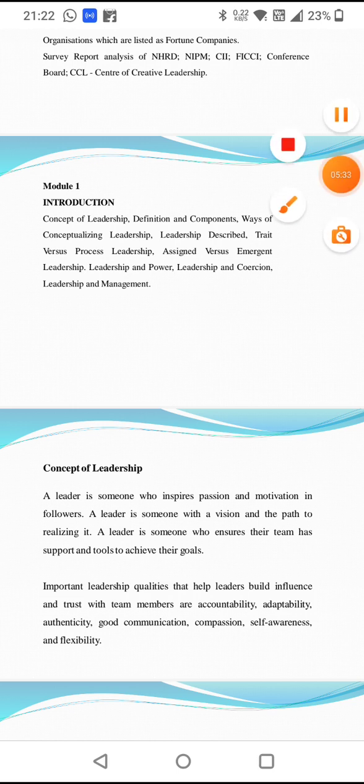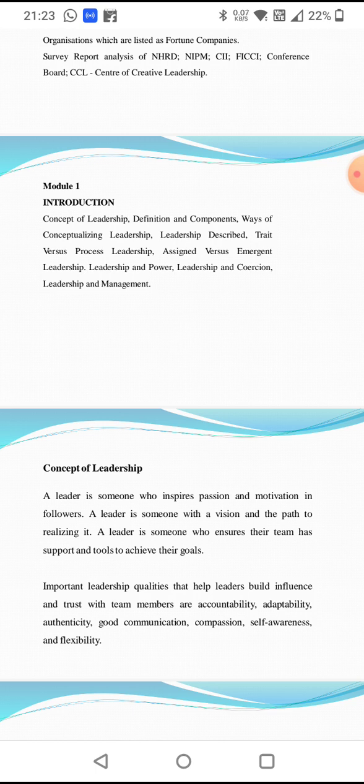A leader is someone who inspires passion and motivation in an individual, right? He is one who takes care of the employees and who motivates his employees, right? He's someone with a vision and the path to realizing it. And also a leader is someone who ensures their team has support and tools to achieve their goals.